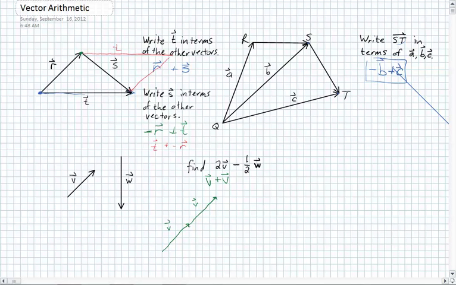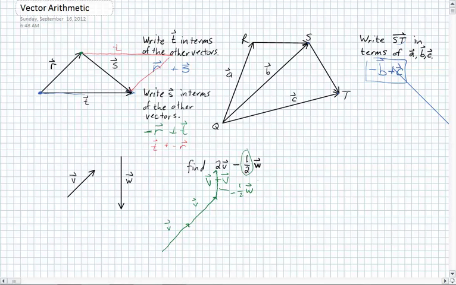And now I want to subtract 1 half w. Okay, now w should be going down. It's got 1, 2, 3, 4, 5, 6, 7, 8. So 8 squares down. Now I want to subtract, which means it needs to be going the opposite direction. So instead of down, it's going to go up. And I only want half of w. And so instead of 8 squares, it's just going to be 4. So I'm going to start right here. I'm going to go 1, 2, 3, 4. So right there, that is negative 1 half w.